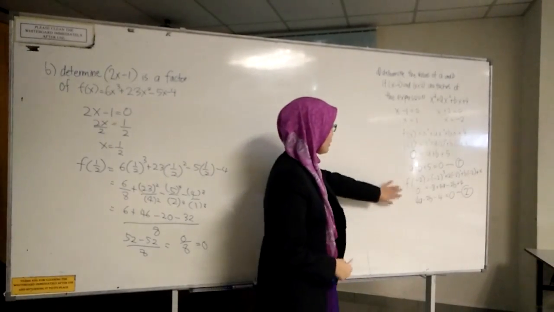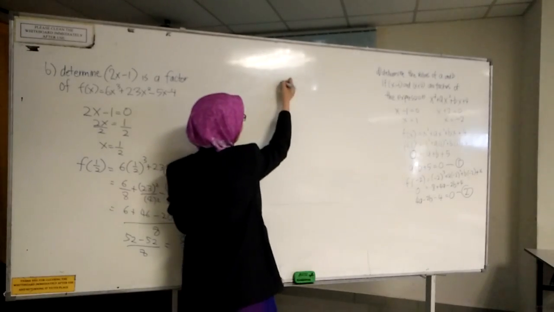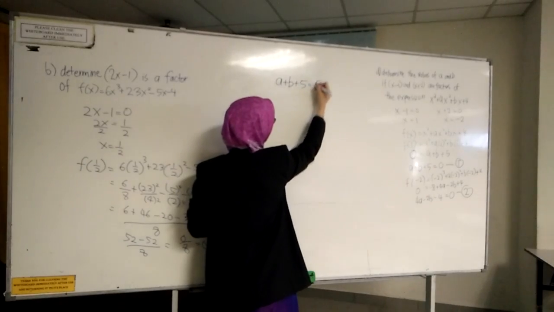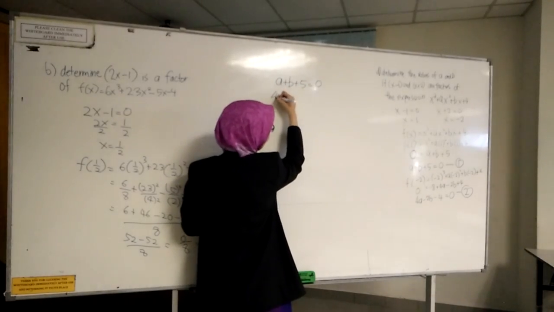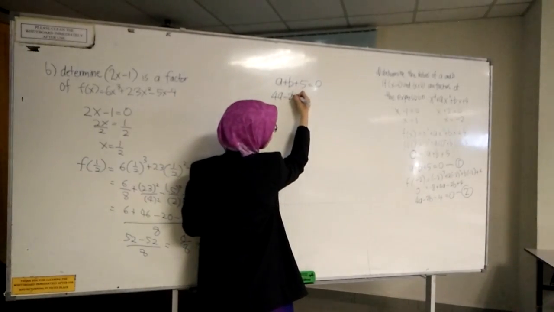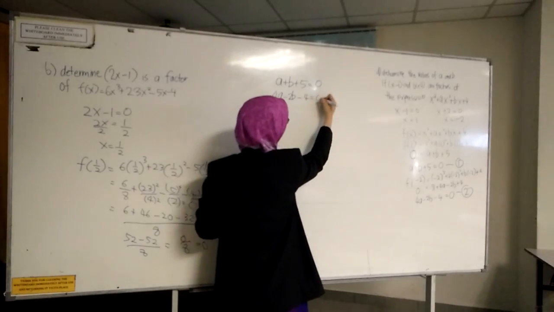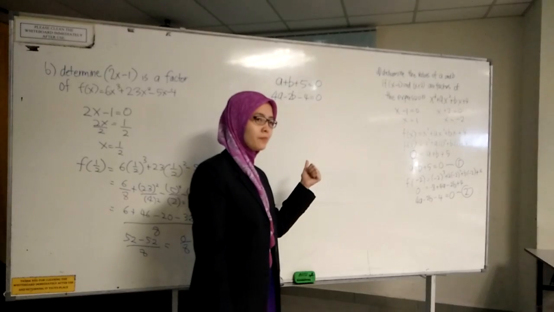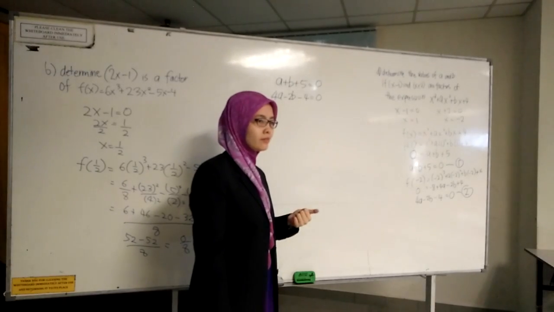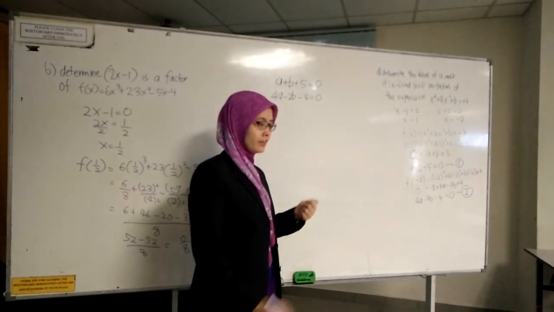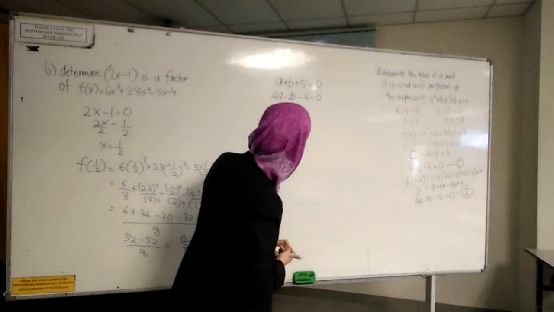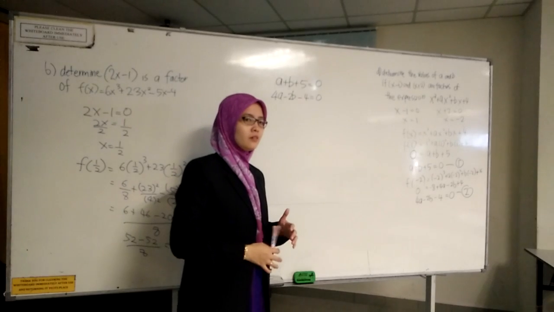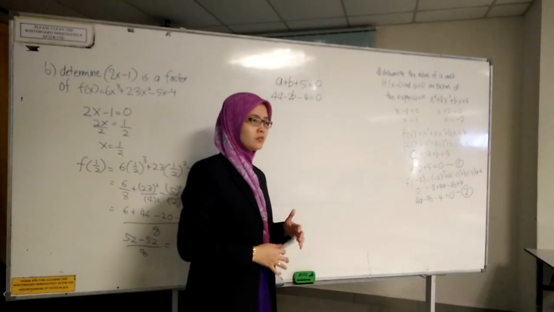Okay. You have 2 expressions now. a plus b plus 5 equals 0, and another one is 4a minus 2b minus 4 equals 0. How to find a, how to find b? Using what? Quadratic? Is there a quadratic there? No. This is linear.